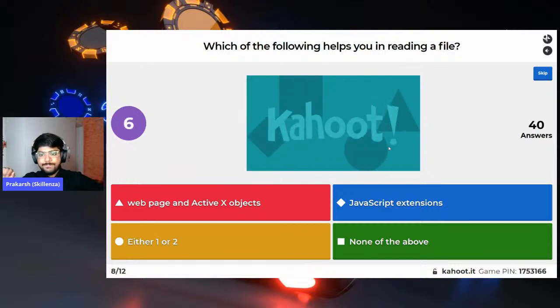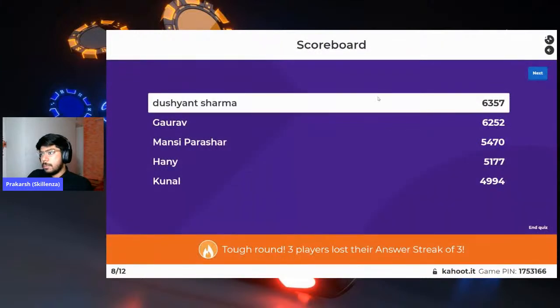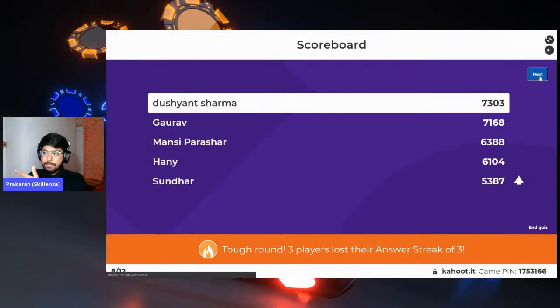Very groovy tune they have put. To not to dance. Dance nikal raha hai mera. Yes, 22 people answered it. Oh, see, JavaScript. Sundar. Beautiful. Let's now move to the next question.